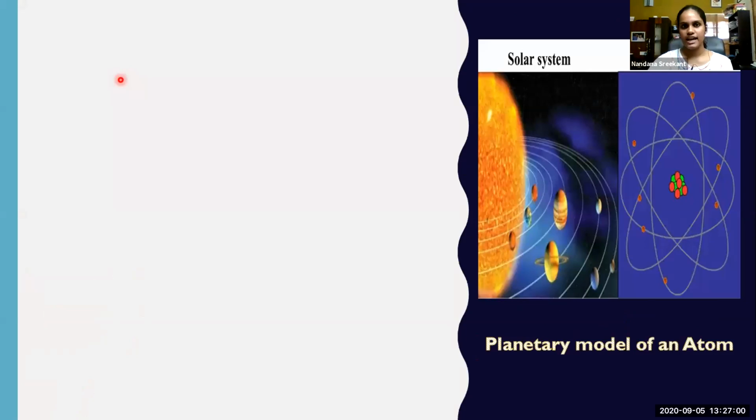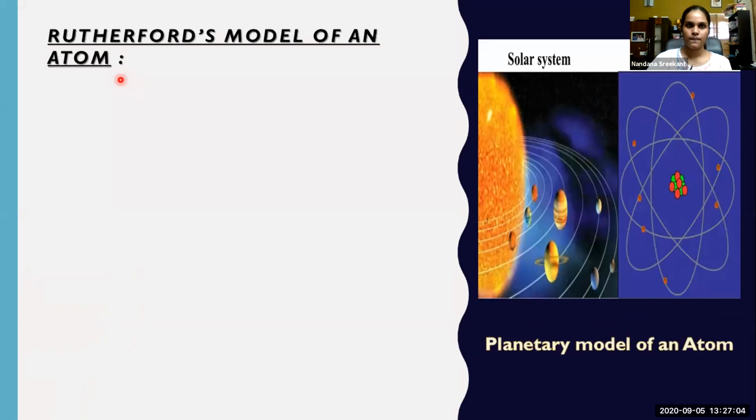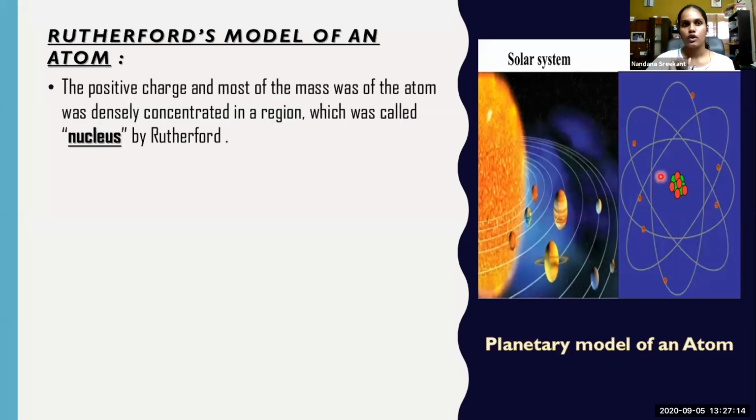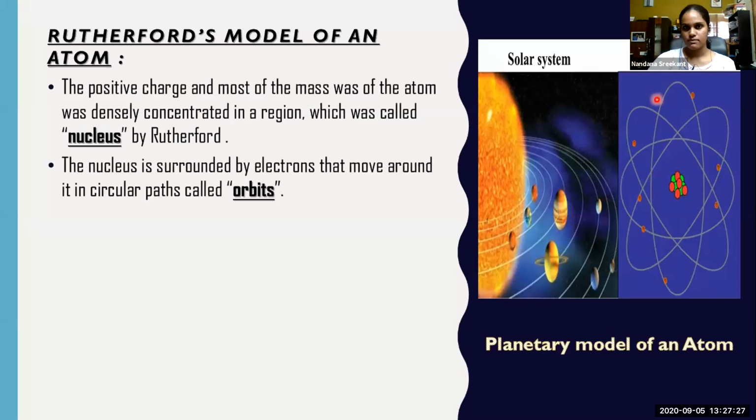Now we'll see what he actually said about his atom. So this is Rutherford's model of an atom here. The positive charge and most of the mass of the atom was densely concentrated in a region, the central region here you can see. This is a positive mass that he called a nucleus. The nucleus is surrounded by electrons that move around in circular paths called orbits.